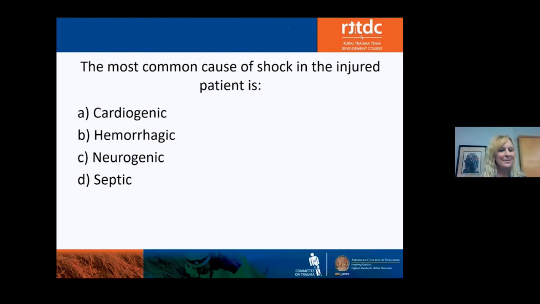So the most common cause of shock in the injured patient is A, cardiogenic, B, hemorrhagic, C, neurogenic, or D, septic. Okay, so it looks like the majority of you got it right, and it's going to be hemorrhagic shock. So in the injured patient, the first thing you rule out, the most common cause of shock, is going to be hemorrhagic.